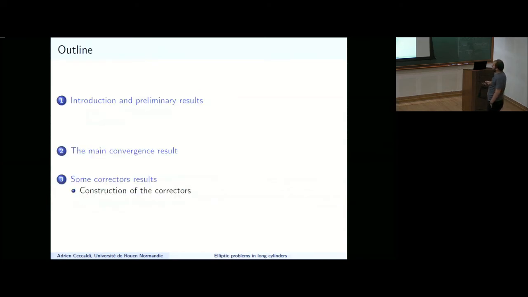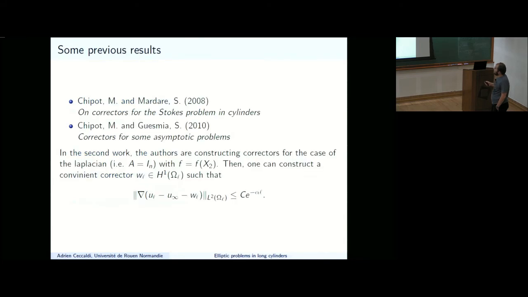Then jumping to the correctors, there are two results before, which to my knowledge are mainly what have been done on that kind of problem. The first one by Chipot and Mardare in 2008, once again for Stokes' problem, and the second in 2010 by Chipot and Gasmia, which is very near to what we are doing, but they construct it for the case of the Laplacian, and they find the corrector with which they have this exponential convergence on the whole cylinder.